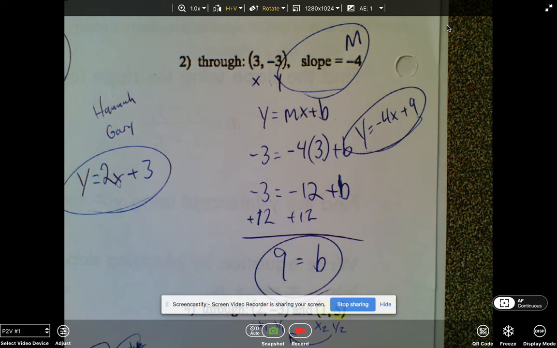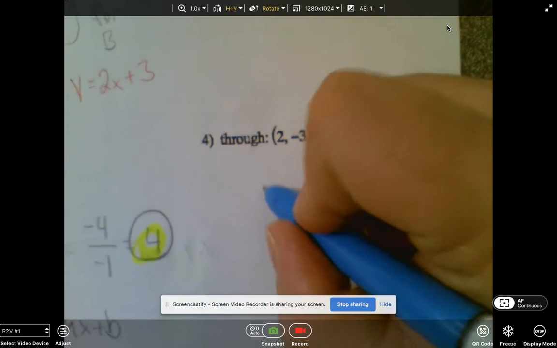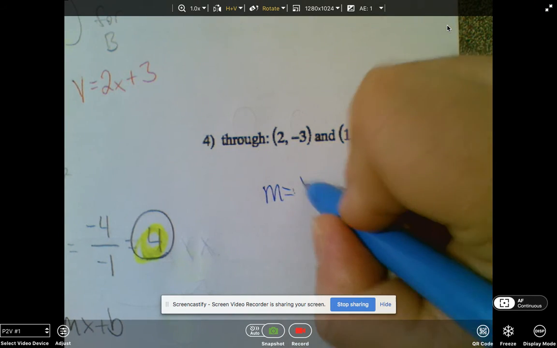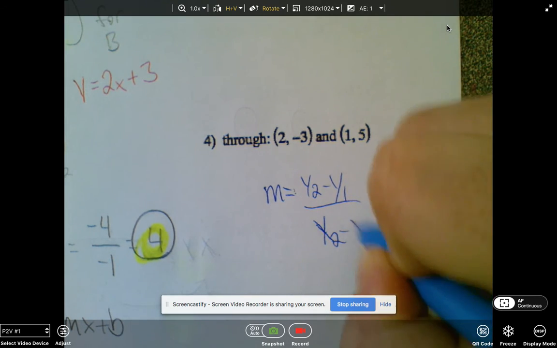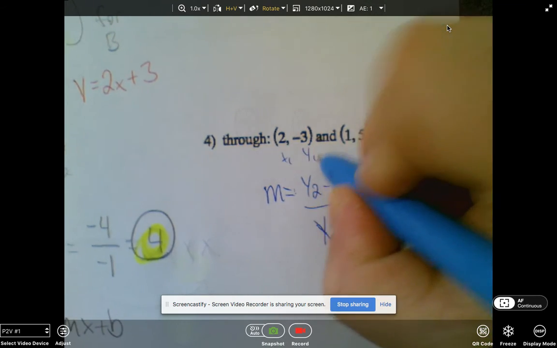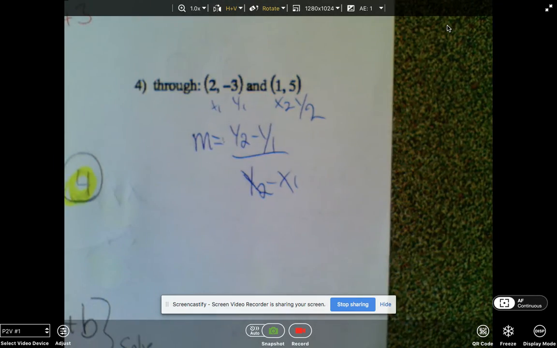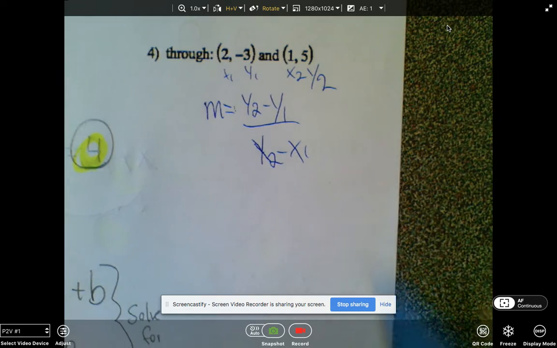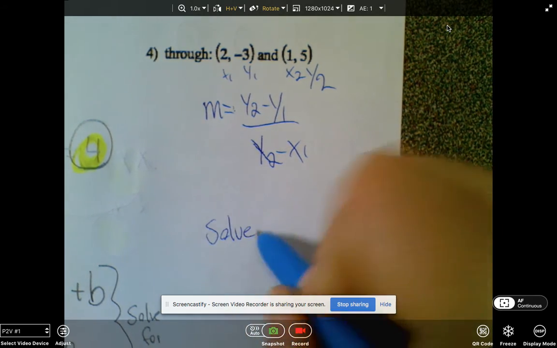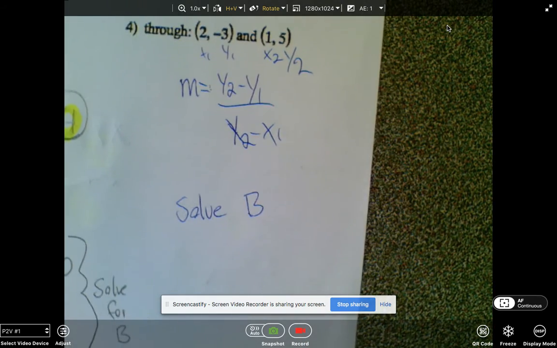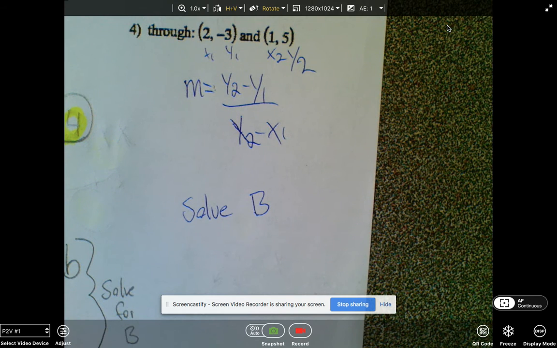All right, this next part's going to have one extra step. Number 4, again, before you even start, you're going to have to do the y2 minus y1, x2 minus x1. So I'm going to pause the video here and see if you can find the slope and then write the equation to solve for b. You can do that with a partner. Again, the goal is to get y equals mx plus b answers.